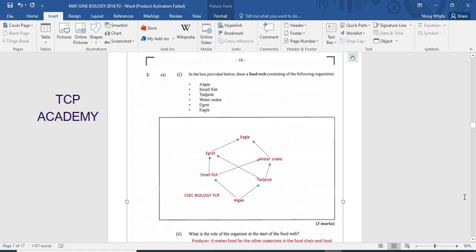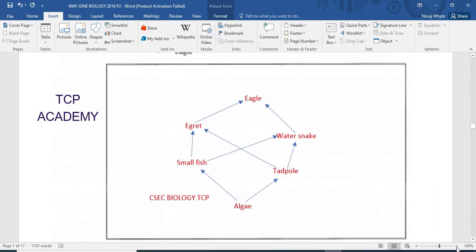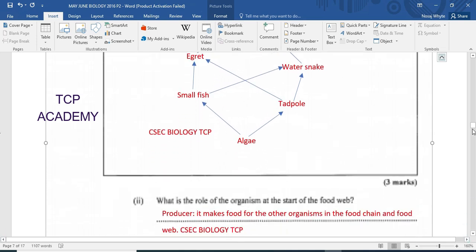Now we want to know what is the role of the organism at the start of the food web. Now this is very interesting here. When we talk about the role of the organism, we are pretty much looking at how it feeds. All right, so how does it produce or get food? So here the role of the organism at the start of a food web is going to be the producer.